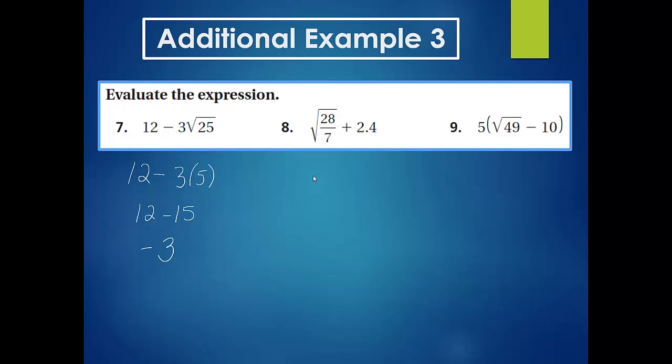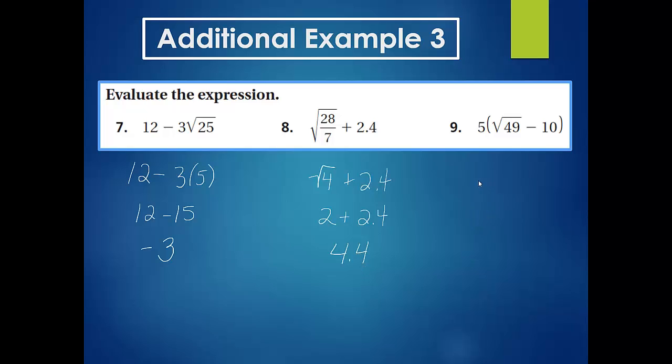For number 8, we're going to do the square root of 28/7 plus 2 and 4/10. 28/7 can simplify to 4, because 28 divided by 7 is 4. So we have the square root of 4 plus 2 and 4/10. The square root of 4 is 2, because 2 times 2 equals 4. So we have 2 plus 2 and 4/10. And 2 plus 2 and 4/10 is 4 and 4/10.